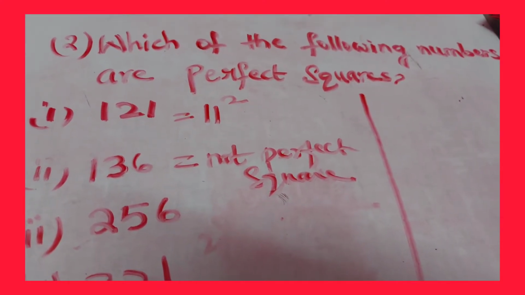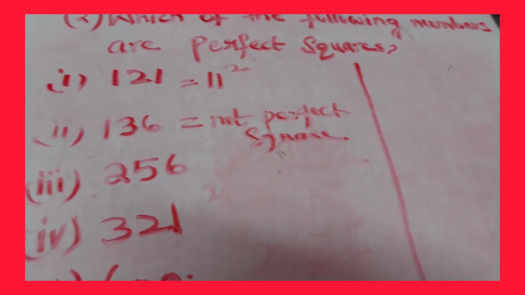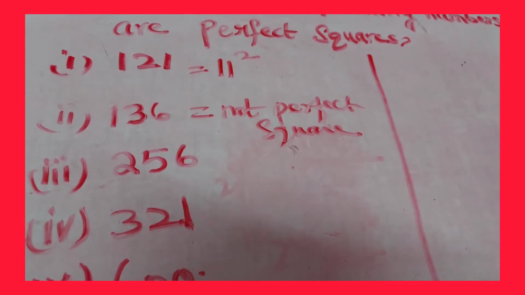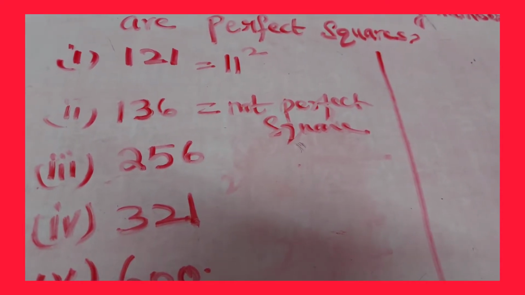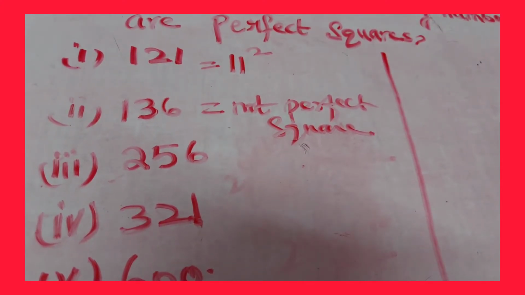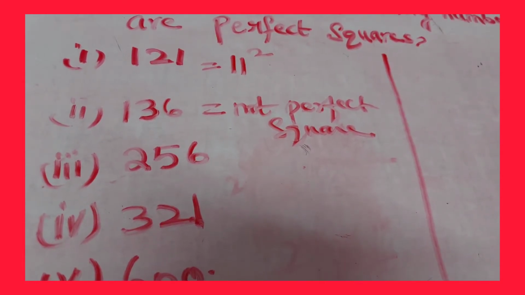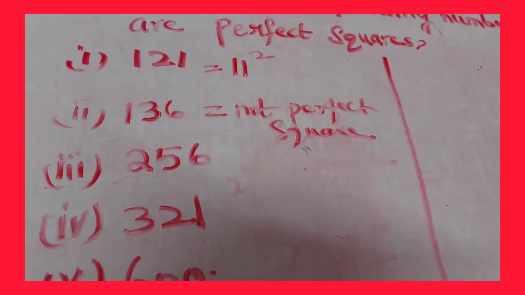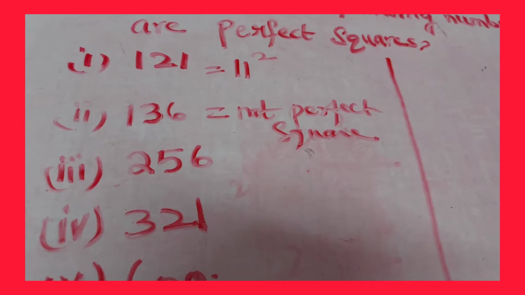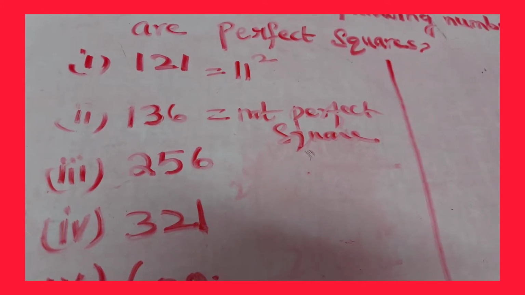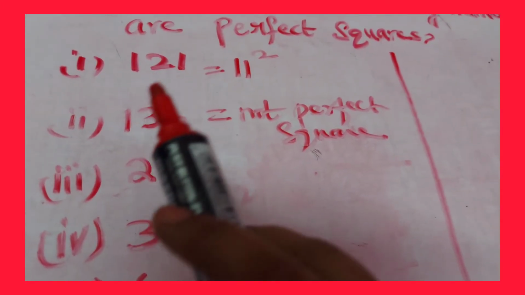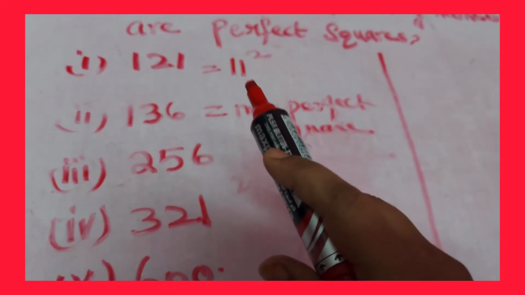What is the second sum? Which of the following numbers are perfect squares? You have to see whether these numbers are perfect squares or not. In the introduction I explained one condition: if the number has 0, 1, 4, 5, 6 or 9 in its units place, then it may be a square number. But here it is not like that. For perfect squares, you have to multiply the numbers and see whether it is a perfect square or not. 121 is equal to 11 square. 11 into 11 is 121.